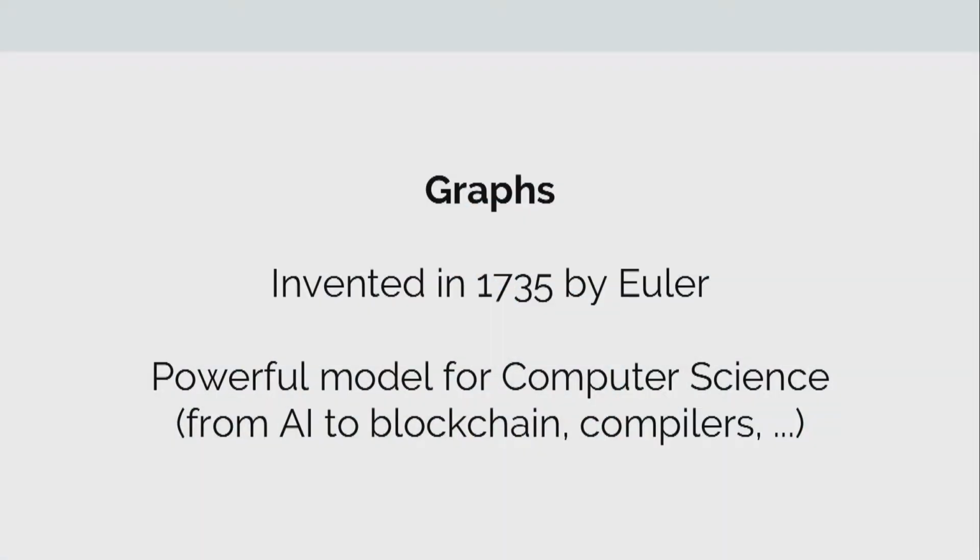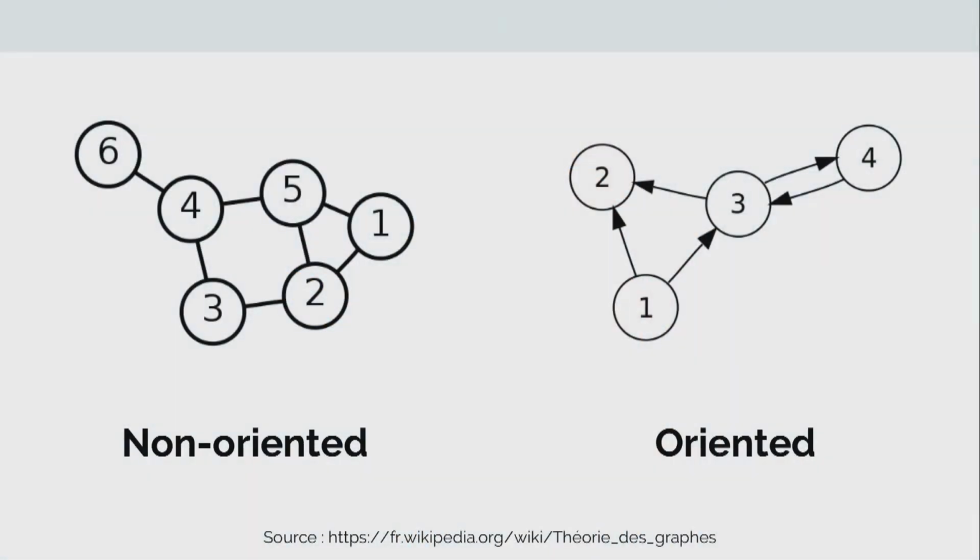It's a really powerful model which is used a lot across the field of computer science, from AI to blockchain to compilers and a lot of other fields. And it's used in what's called routing problems. There are a lot of routing problems, and they are all based on graphs. They can be oriented or not, meaning that each node, each circle, has a link to other nodes, and these links can be oriented or not. When they are, you add an arrow to them, and it means you can only go in one direction through them.